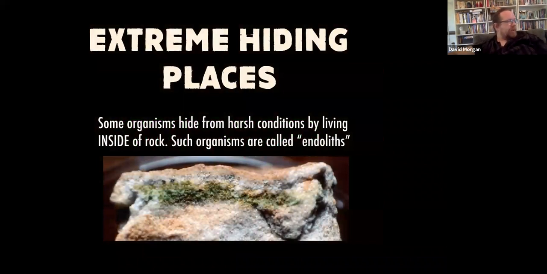Another place where we can find extremophiles is inside of rocks. One way to find an environment where you're protected from being eaten by things, protected from ultraviolet light, protected from weather, and protected from changing environmental conditions, is to actually just live inside of rocks. This is a picture of a rock with a layer here of biological material inside the material of the stone. Organisms that live inside of rocks are called endoliths.